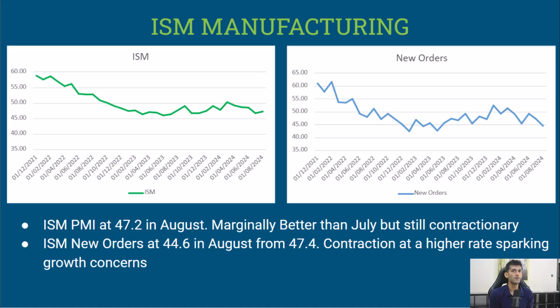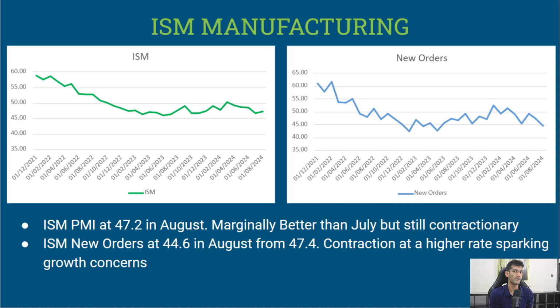The ISM new orders moved down to 44.6 in August from 47.4. This indicates contraction at a higher rate, which has essentially sparked growth concerns in the market. The ISM new orders index can itself be thought of as a leading indicator for the ISM PMI index.